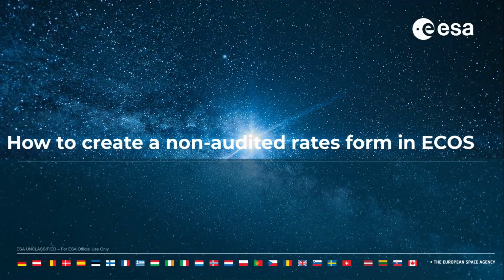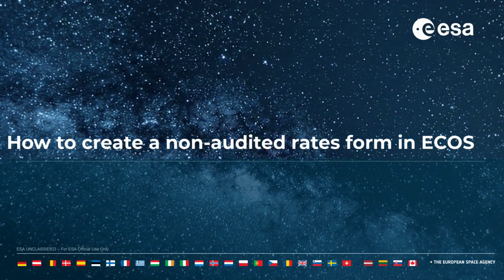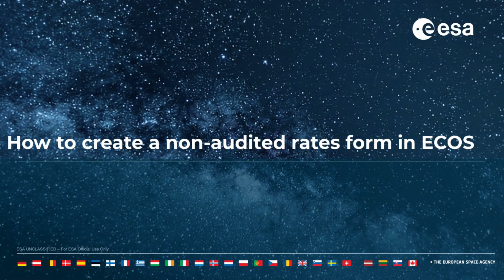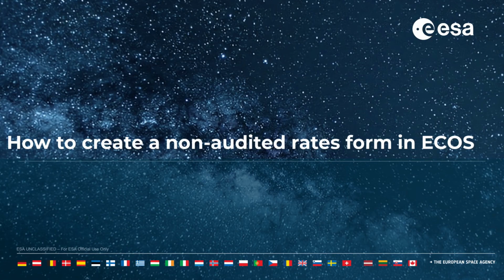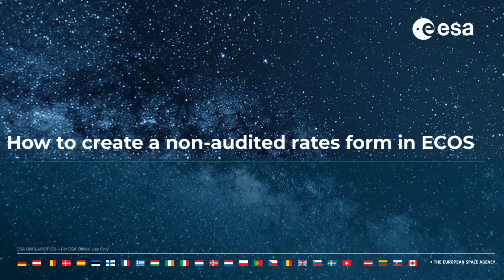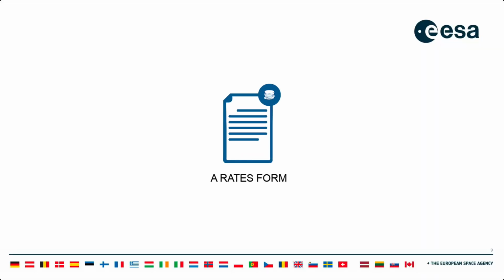Welcome to this video explaining how to create a non-audited rates form in ECOS, the ESA costing software designed to help you prepare your price proposals in detail for an ESA tender. A rates form contains your unit rates for different types of costs and, once assigned to your price proposal, is used to calculate your total price.